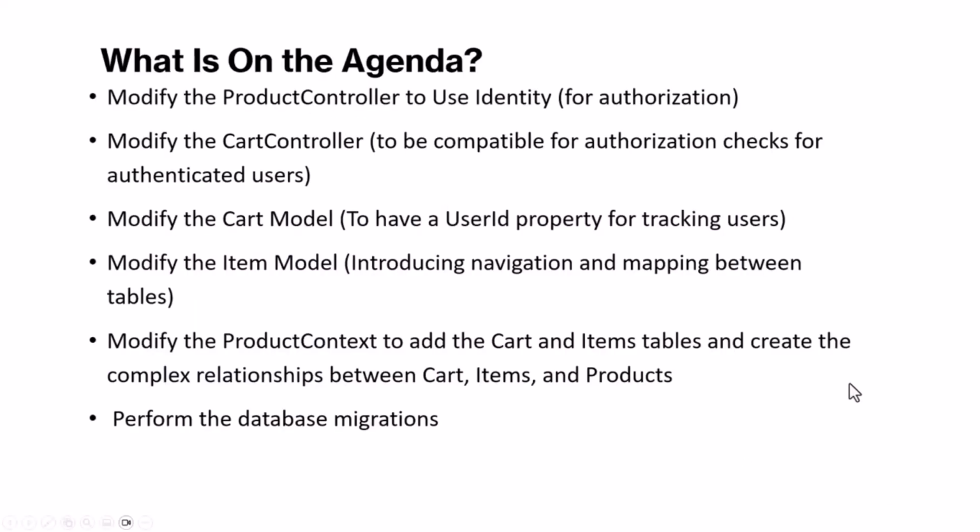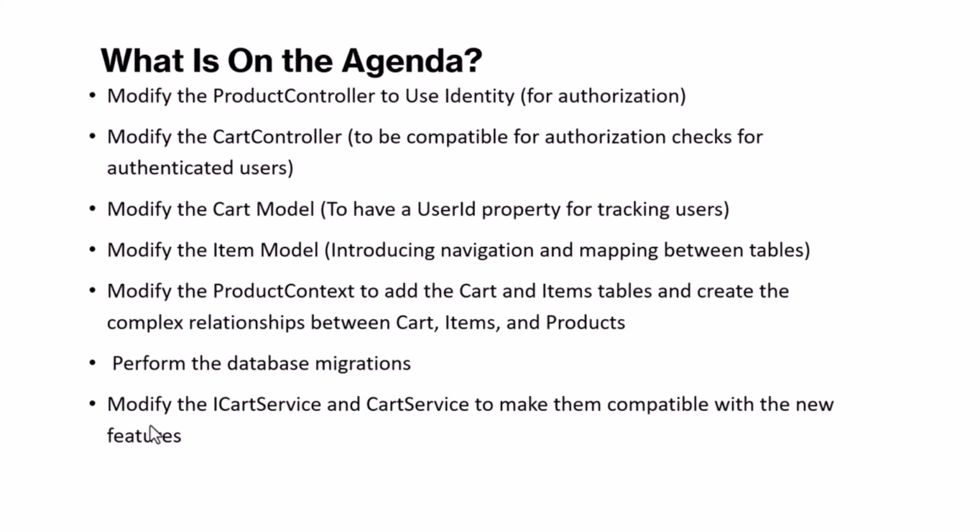So if you look into this, I need to modify the product context. I need to modify the database migration. But after that, actually I should write: perform changes, modify the cart service and ICartService, which I had not written. So now I have added these two, which were missing. Modify the ICartService and CartService to make them compatible with the new features. All right. Now let's move back to the code.